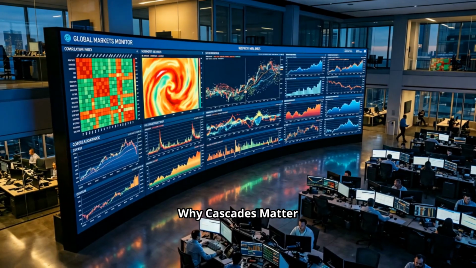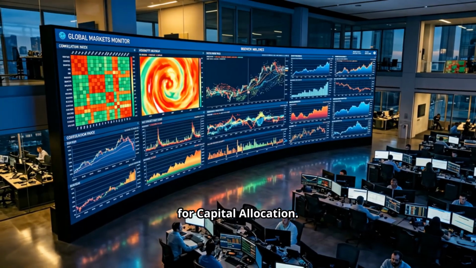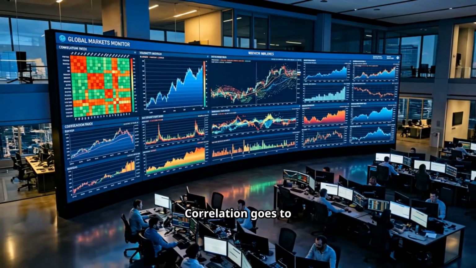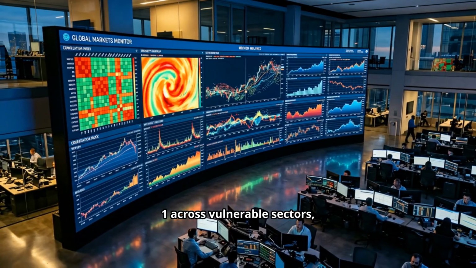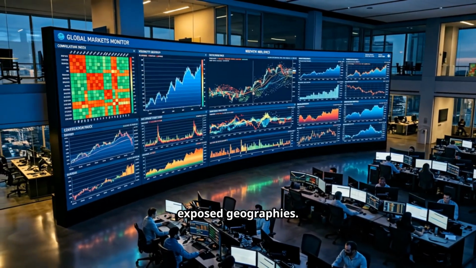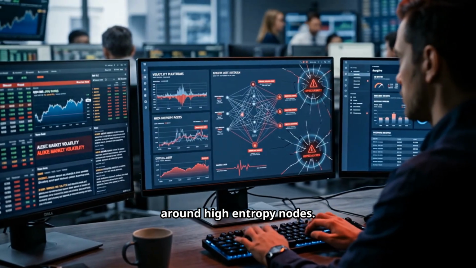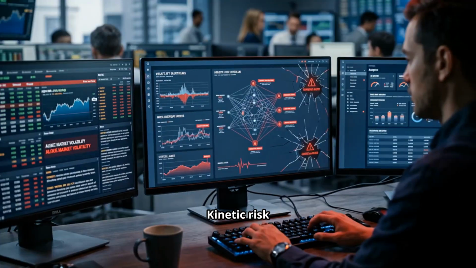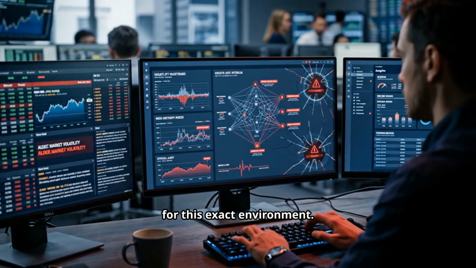Why cascades matter for capital allocation. Once a cascade begins, three things happen simultaneously. Correlation goes to 1 across vulnerable sectors. Liquidity evaporates in exposed geographies. Volatility clusters around high-entropy nodes. Traditional risk models fail here. Kinetic risk mapping is designed for this exact environment.